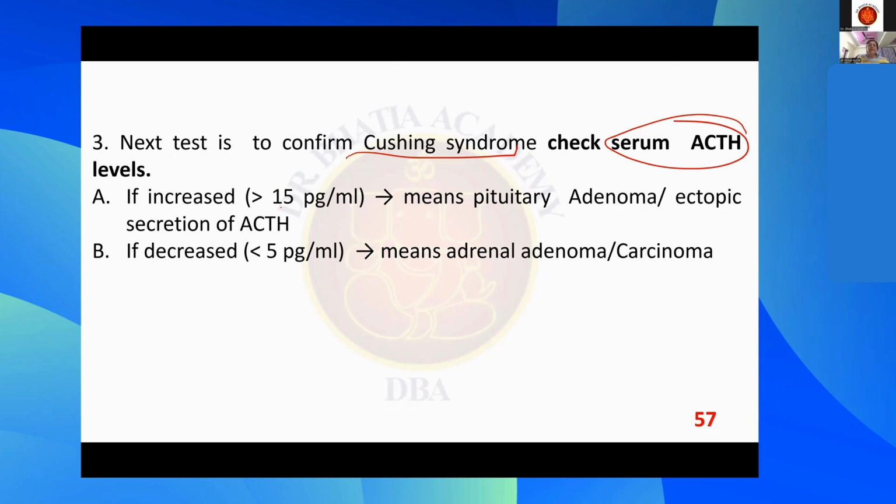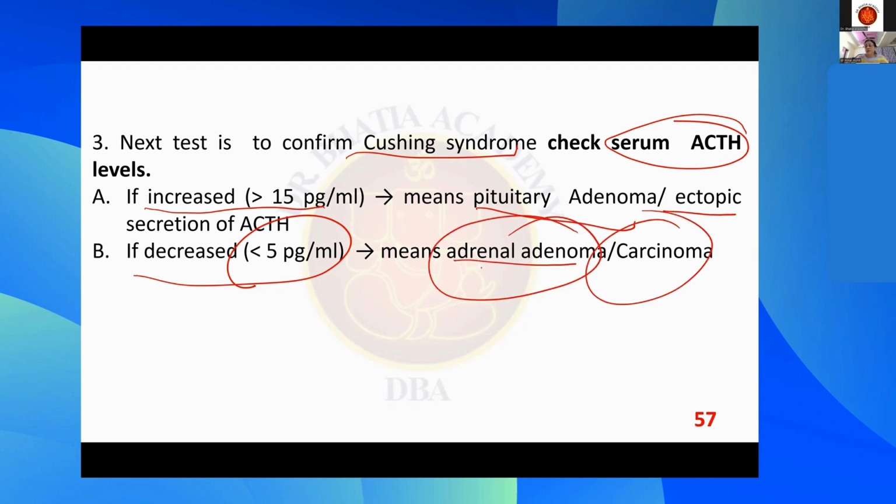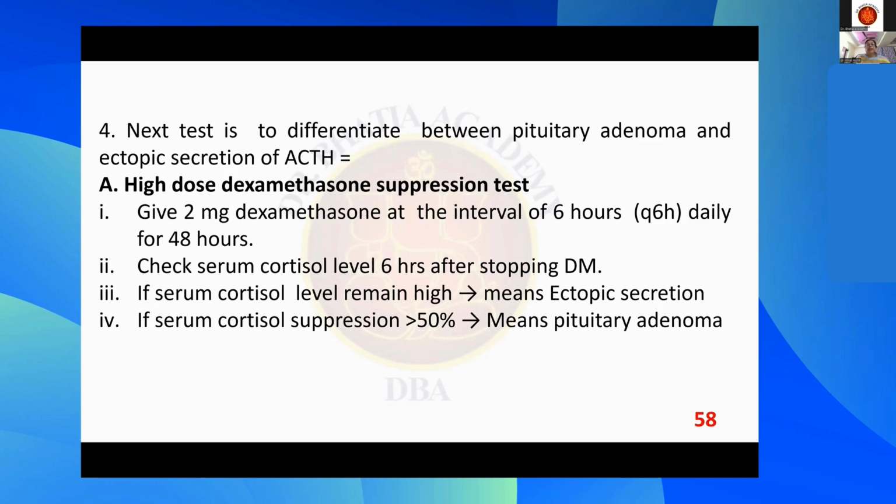If the ACTH is raised, you are dealing with ACTH dependent tumors, that is pituitary or ectopic. If the ACTH levels are low, we are dealing with ACTH independent tumors, that is adrenal adenoma or carcinomas. Next is to differentiate between the pituitary and the ectopic. Again, you go for high dose dexamethasone.